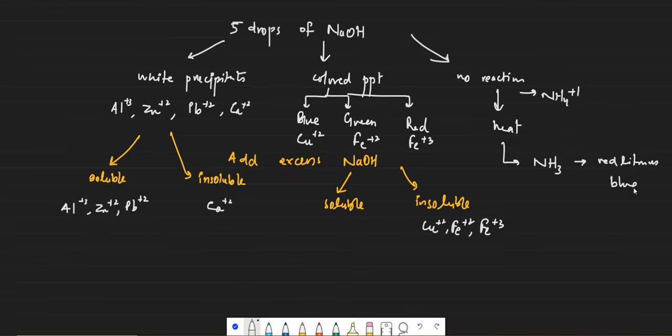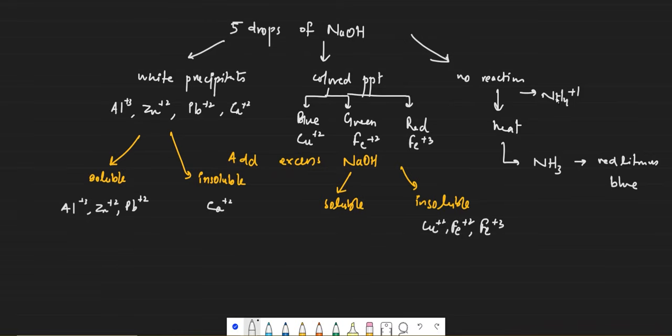So I'm going to just repeat all of it again. To test for cations, I added 5 drops of NaOH. There are 3 possibilities: white precipitates, colored precipitates, or no reaction. If there are white precipitates, there can be 4 cations: aluminium, zinc, lead, and calcium. If there are colored precipitates, there can be 3 possible colors: blue, green, and red. If it's blue, it's copper. If it's green, it's iron plus 2. If it's red, it's iron plus 3. Again, the third possibility was no reaction.